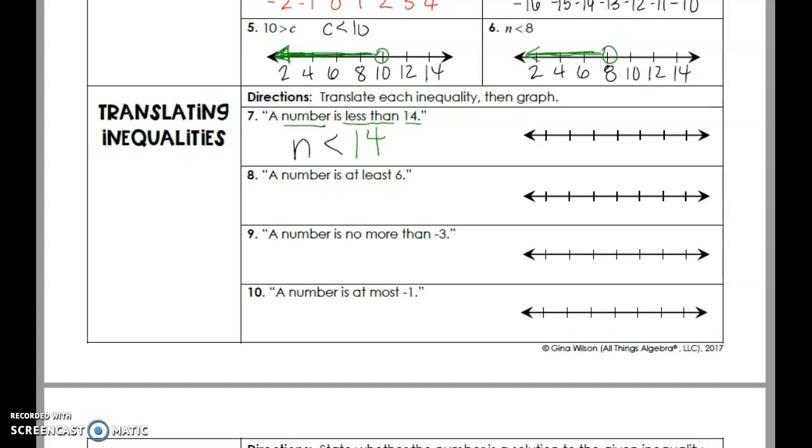So now we're going to plot our points on our number line. These points that we write on our number line just have to include the number 14. So I'm going to start with 12, and I'm going to go up consecutively.